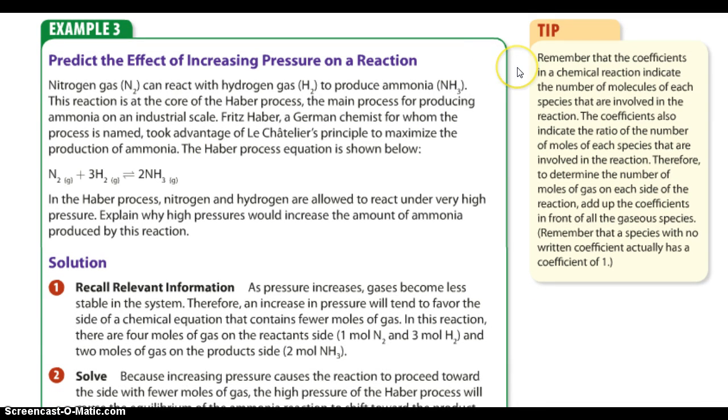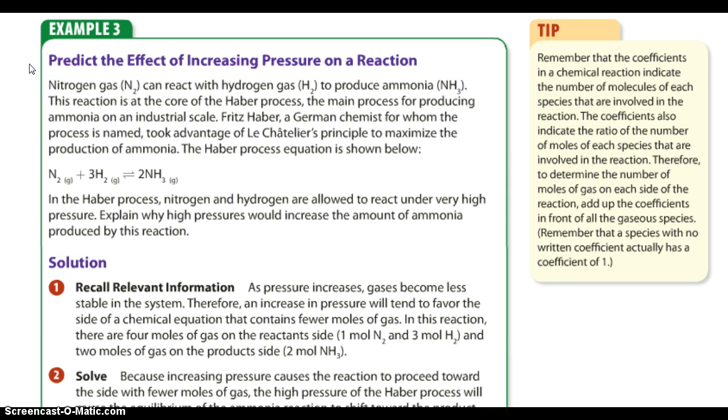Example 3. Tip. Remember that the coefficients in a chemical reaction indicate the number of molecules of each species that are involved in the reaction. The coefficients also indicate the ratio of the number of moles of each species that are involved in the reaction. Therefore, to determine the number of moles of gas on each side of the reaction, add up the coefficients in front of all the gaseous species. Remember that a species with no written coefficient actually has a coefficient of 1.